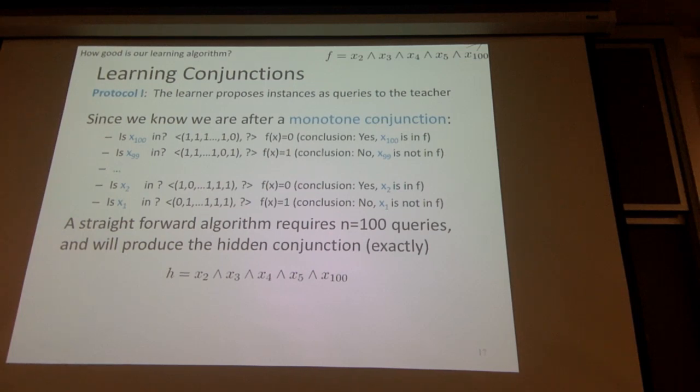Learning this or any monotone conjunction using this protocol of active learning takes a number of queries equal to the number of features, the dimensionality of the problem. Questions about this? Yes? Could you explain again how you got x100 is in X and x100?